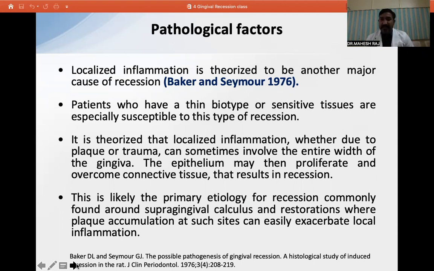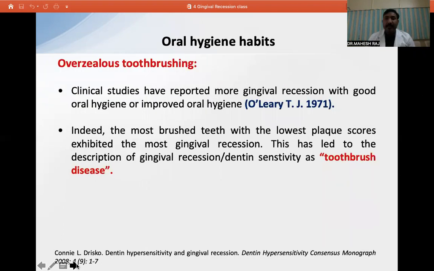This is likely the primary etiology for recession commonly found around supragingival calculus and overhanging restorations, where plaque accumulation at such sites easily exacerbates the local inflammation. Next is oral hygiene habits, that is, overzealous toothbrushing. Clinical studies reported more gingival recession with improved oral hygiene status. Indeed, the most brushed teeth with the lowest plaque scores exhibit the most gingival recession, which has been linked to a description of gingival recession and hypersensitivity as well as toothbrush disease.